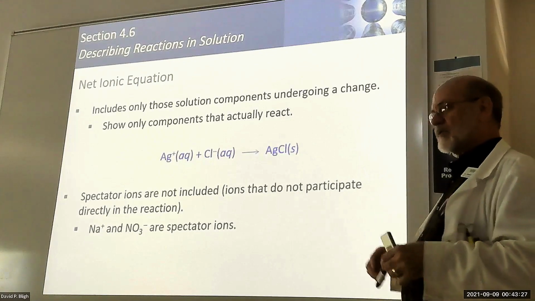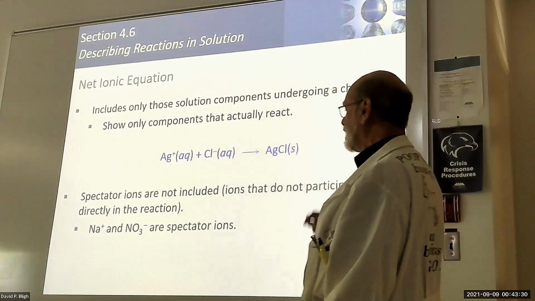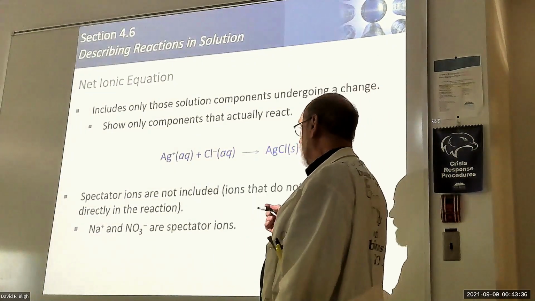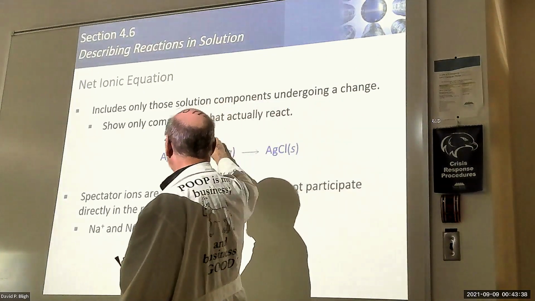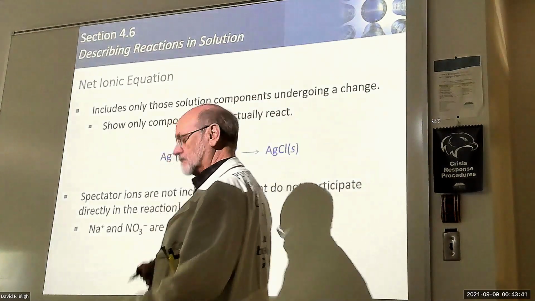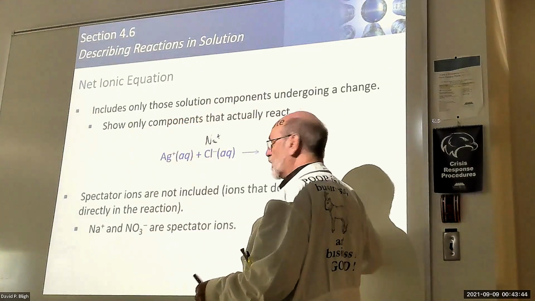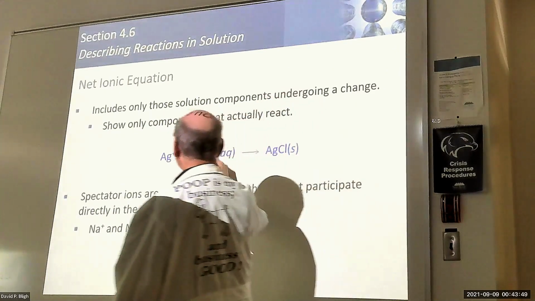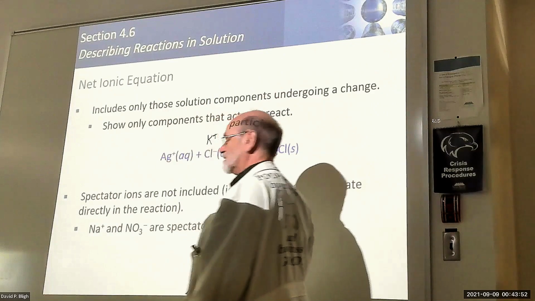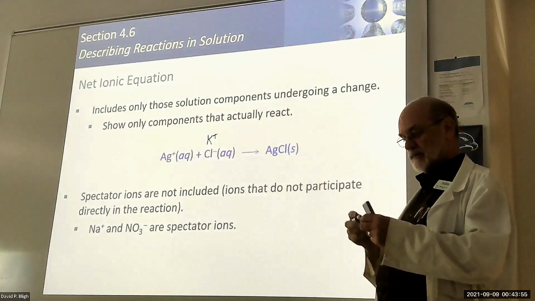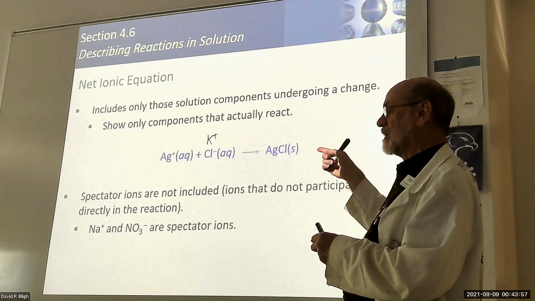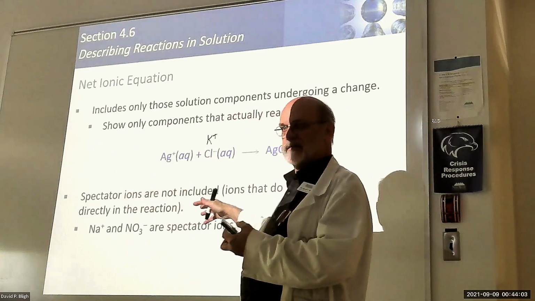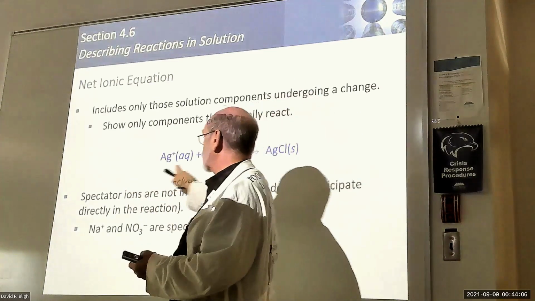Now, what's some practical advantage to that? If I wanted to conduct this reaction as a demonstration or as a lab exercise, but I find that I don't have sodium chloride in my stock, does that mean we don't do the experiment that week? No. Suppose I do have potassium chloride. I can still carry out that same reaction because potassium and the nitrate probably are spectators. They don't matter. This is the reaction I'm interested in right here.